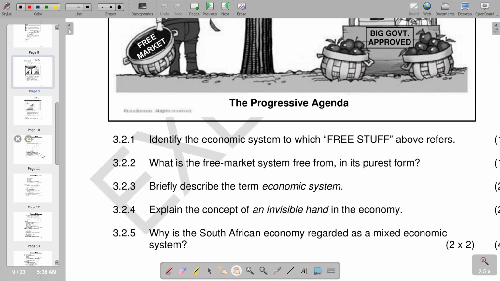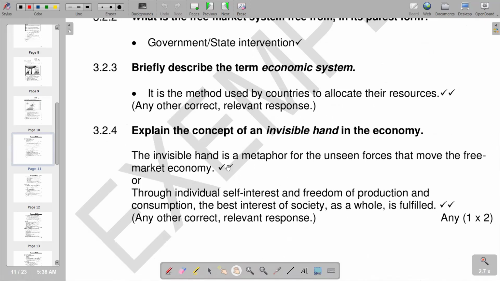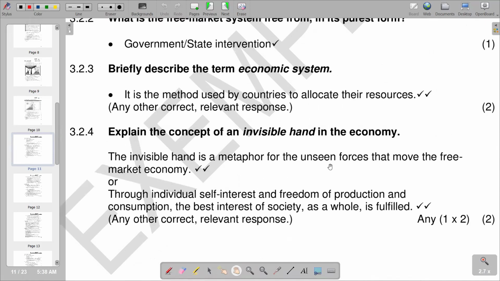So in terms of the other section, it reads: the invisible hand is a metaphor for the unseen forces that move the free market economy through individual self-interest and freedom of production and consumption. The best interest of society as a whole is fulfilled. So this is what we have.